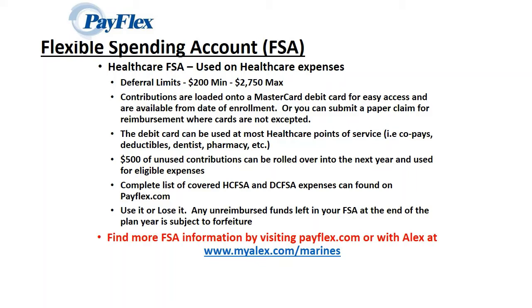The plan year runs from January 1st to December 31st every year. The amount elected by an employee will be divided by the remaining pay periods of the year. For example, if an employee elects $1,000 in pay period 13, they will pay about $77 a paycheck to repay the FSA deduction. A complete list of eligible uses of the healthcare FSA can be found at payflex.com.